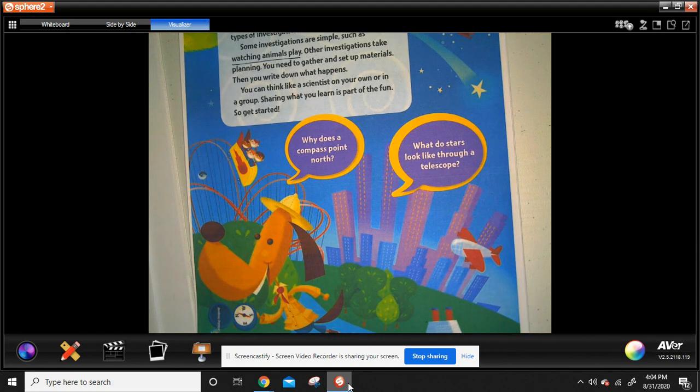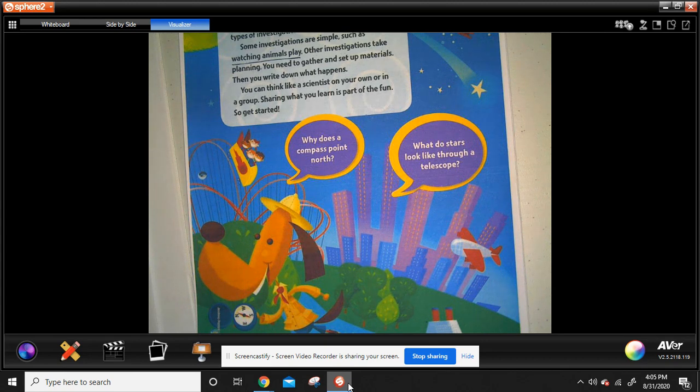There are 2 questions here. One of them says, why does a compass point north? And the other one says, what do stars look like through a telescope? Well, stars are actually made up of gas, right? They're actually a ball of gas, but through a telescope, they look like bright lights. And then why does a compass point north? The needle in the compass is actually attracted heavily to the magnetic poles in the earth. But that is a question and a topic for another day.